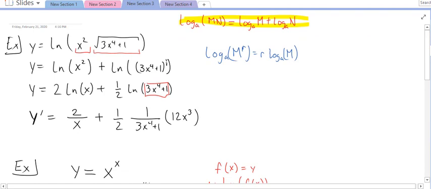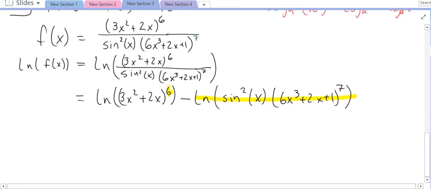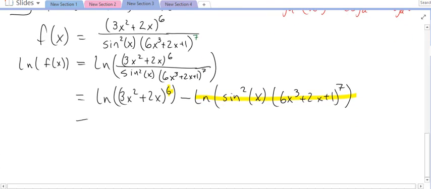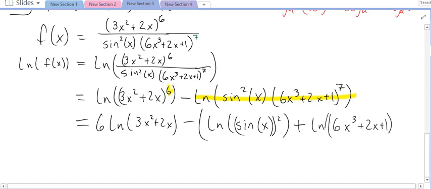Log base a of m times n is equal to log base a of m plus log base a of n. And so let's go ahead and do that. And so we get 6 times the natural log of 3x squared plus 2x. And then we'll have minus, and we'll have ln, and I'm going to be careful with this minus here. So we'll have sine of x, and I'm just going to rewrite it so it's sine of x squared, the way we sort of expect it to be. And then this will be plus the ln of 6x cubed plus 2x plus 1, all raised to the 7th.